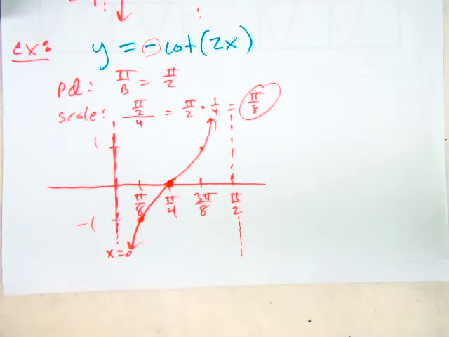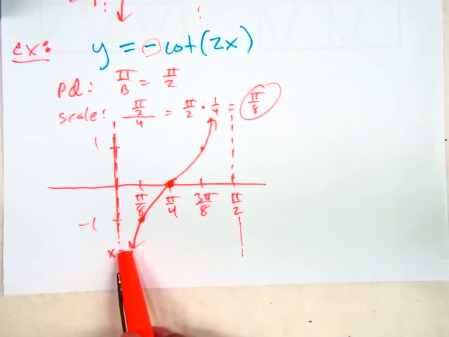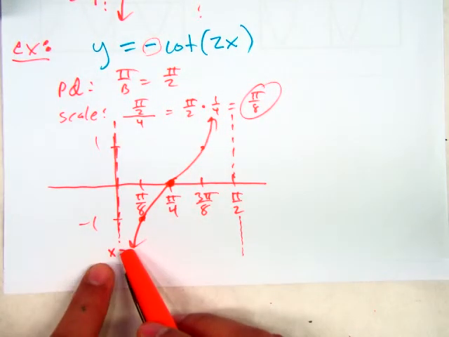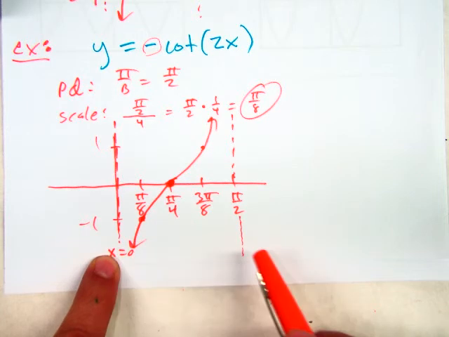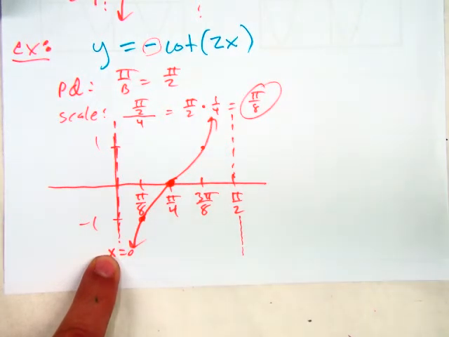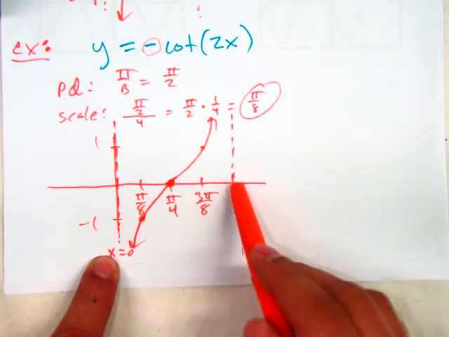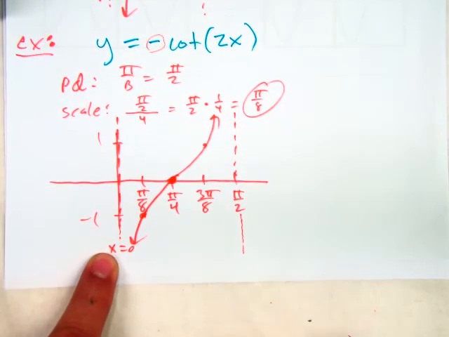How do you get the asymptotes? Well, the regular cotangent graph started with an asymptote at 0. Since there's no phase shift here, that's going to be the same exact story with this one. And then the next asymptote is just going to be a period away. So 1, 2, 3, 4, draw an asymptote. Yes?